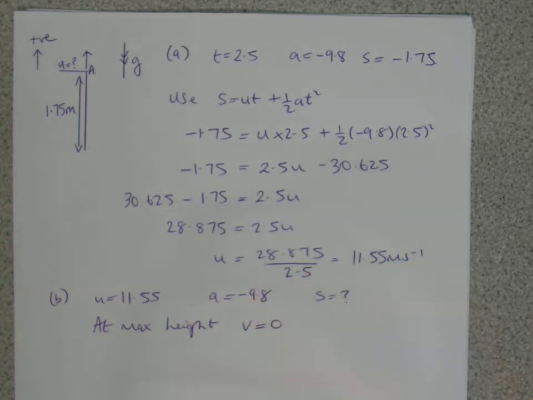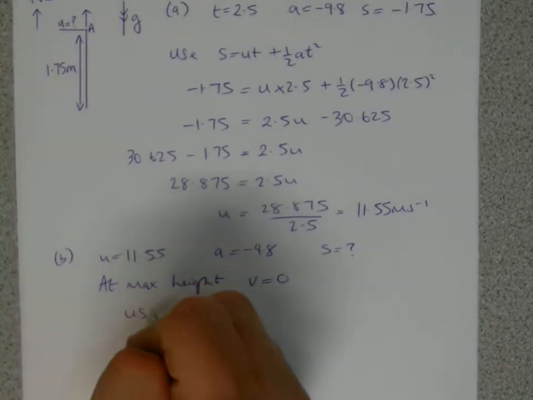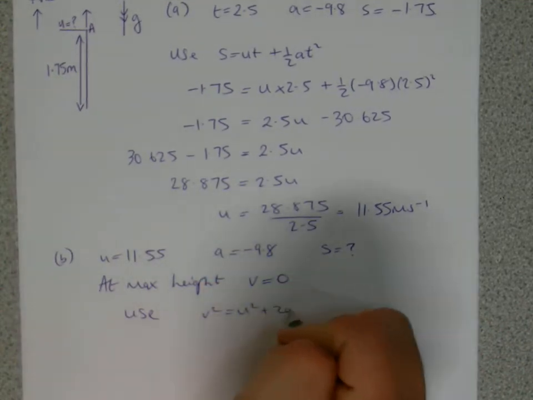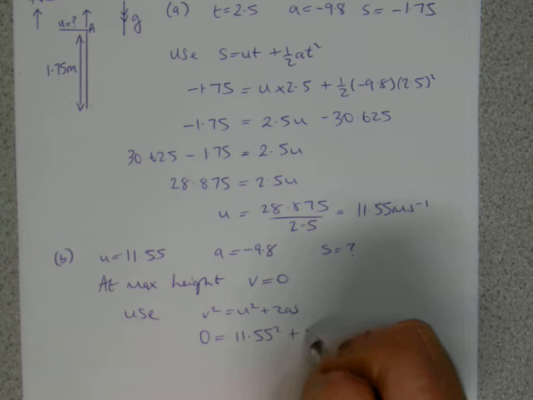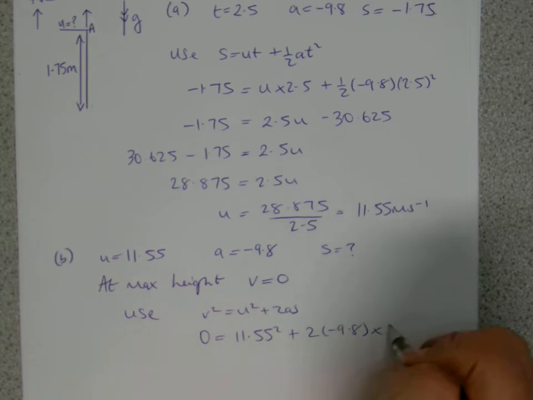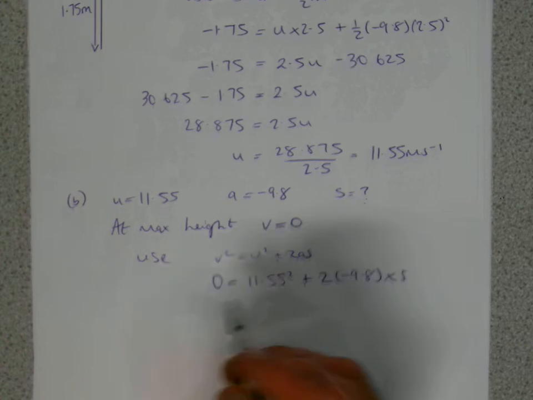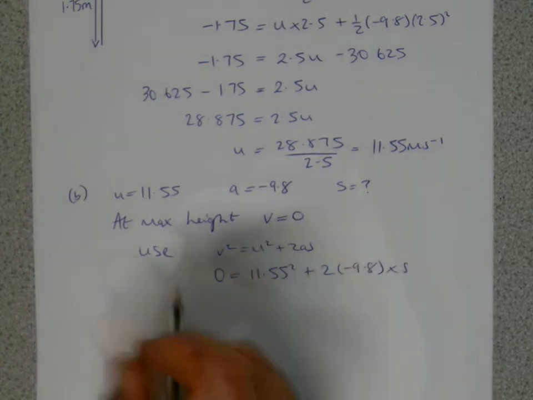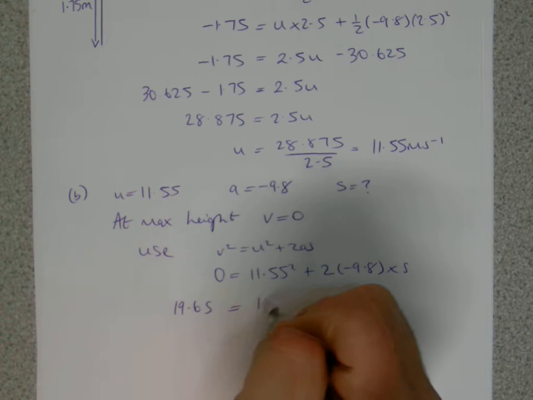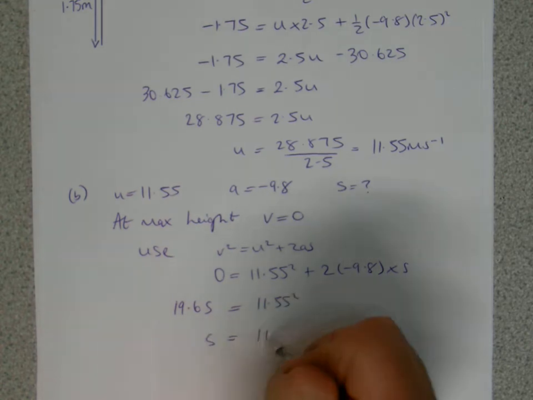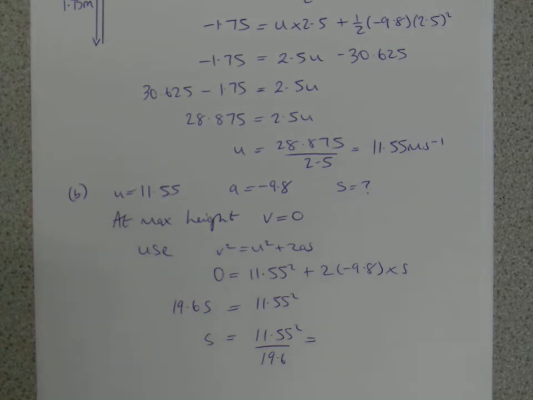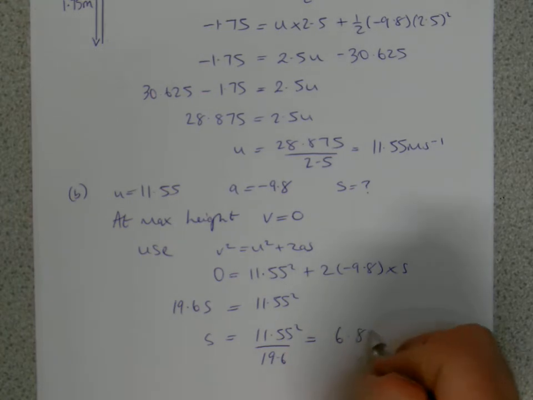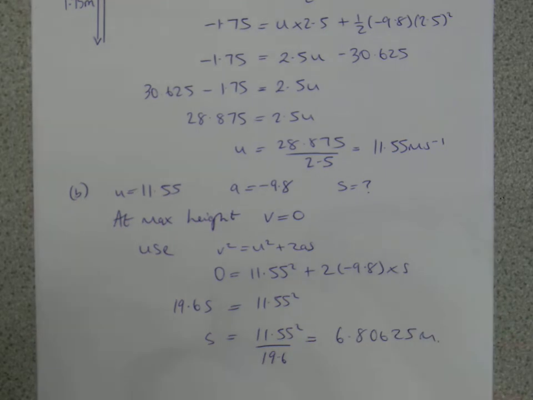We want this max height, s. So I'm going to use v squared equals u squared plus 2as. So v is 0, u is 11.55 squared plus 2 times acceleration minus 9.8 times s. Then I just take that over to the other side because that's going to be minus 19.6. Take it over, so it becomes plus 19.6 s. And to get s, we divide by 19.6. Now I work out our answer: 6.80625 meters. We leave it like that because it's an exact answer.